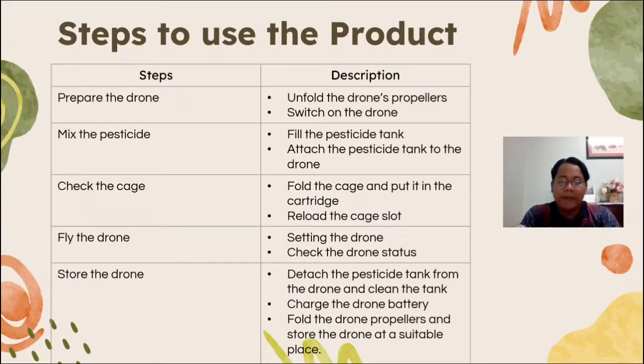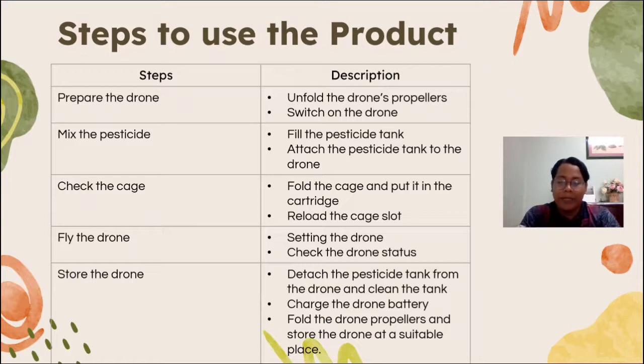The next step is flying the drone. This drone is an autopilot or autonomous drone. So the user does not need to control the drone. The user only needs to set the drone route and check the drone status by using the app or the drone controller. The next one is to store the drone.